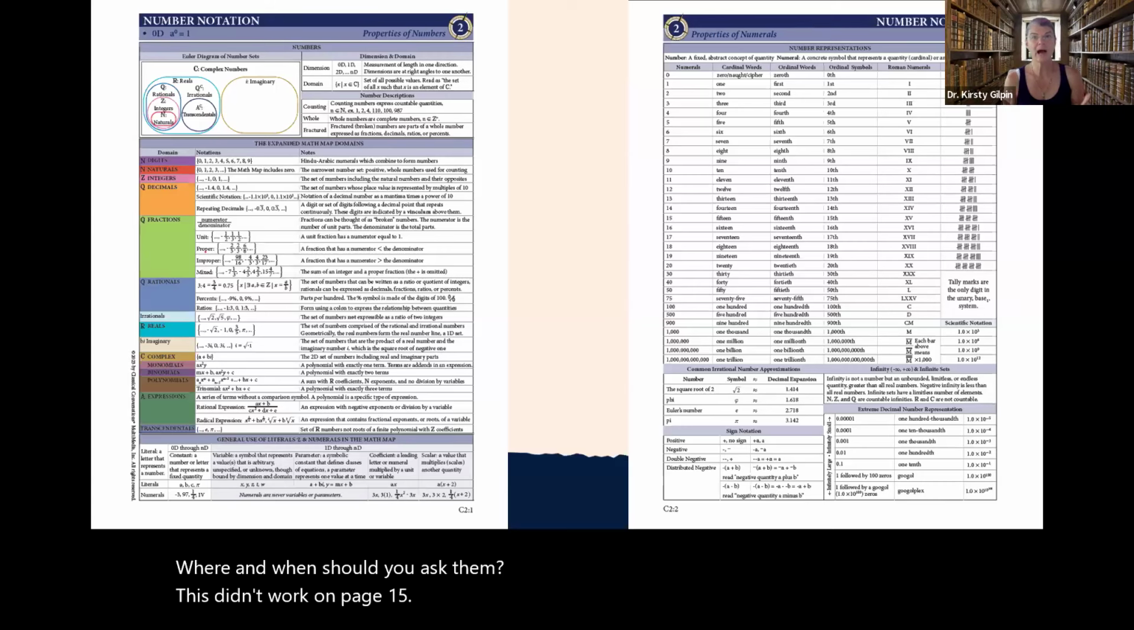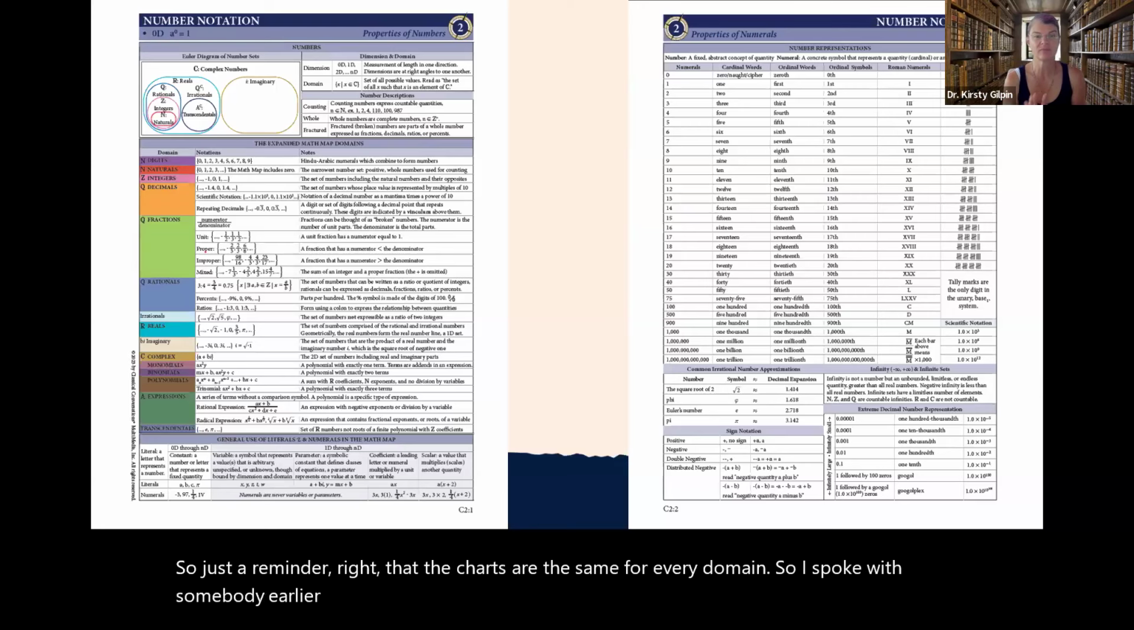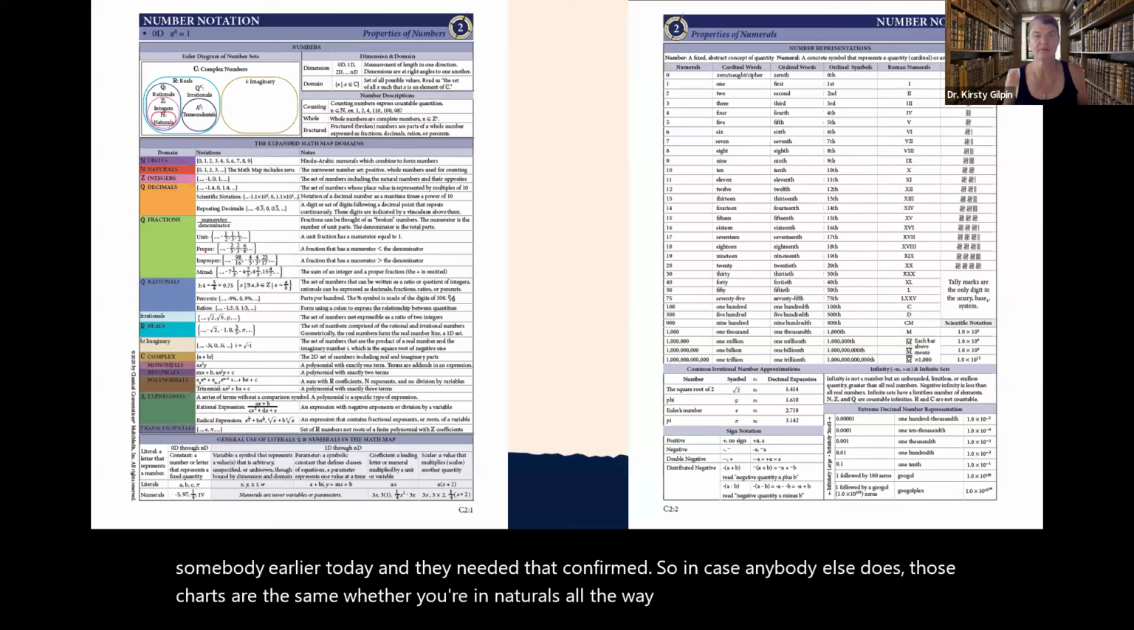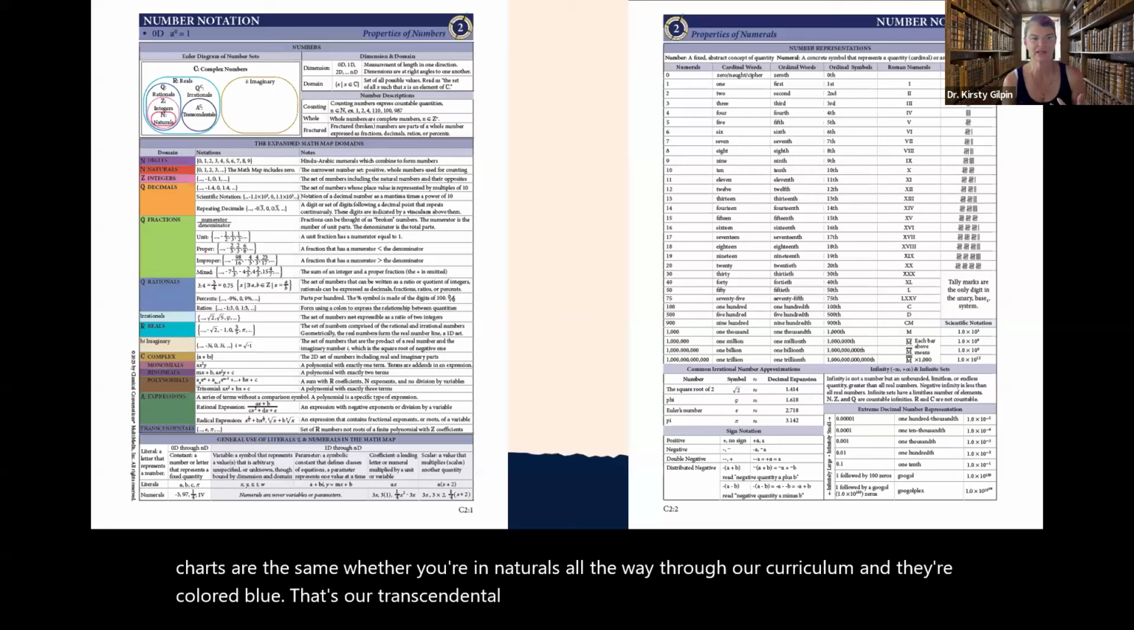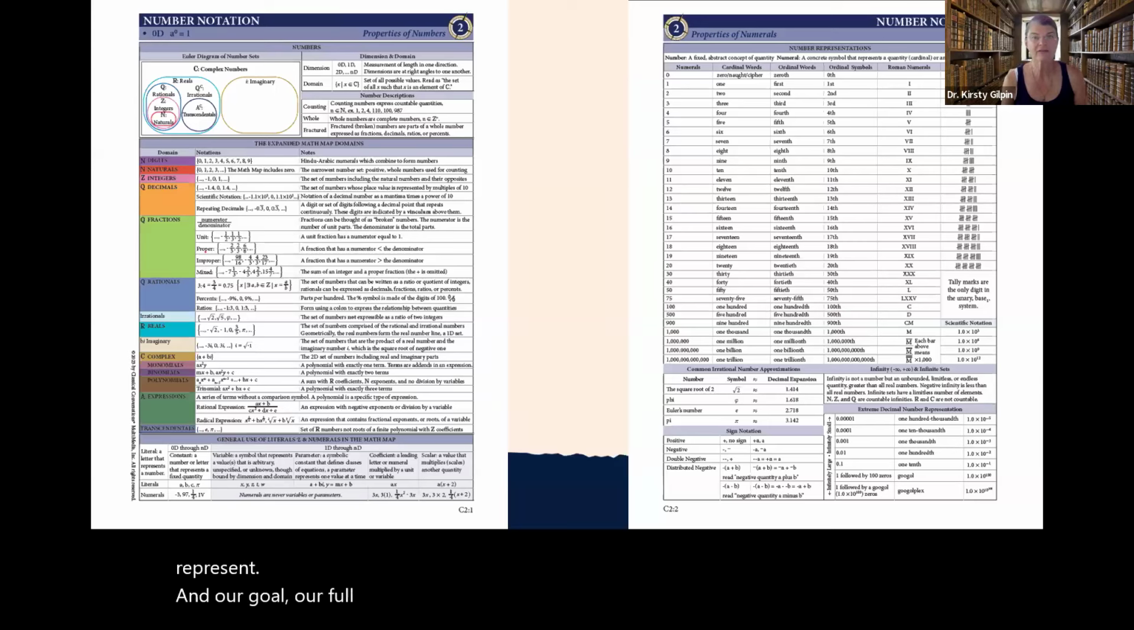So looking at just a C2 reminder, the charts are the same for every domain. I spoke with somebody earlier today and they needed that confirmed. So in case anybody else does, those charts are the same whether you're in naturals all the way through our curriculum. And they're colored blue. That's our transcendental blue, because they represent our goal, our full scope of math for our students to be familiar with by the time they are finished with the math map in 4.